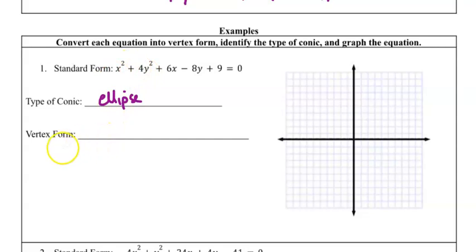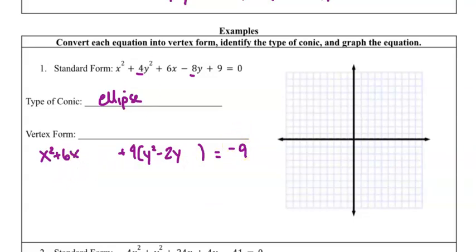So to put this in vertex form, I first take my x values and group them together. Then I take my y values, and I have to factor out the coefficient in front of y squared. So I have to do that for both y values. I had to take 4 out of both 4 and negative 8. Then I'm going to throw the constant of 9 over onto the right by subtraction.